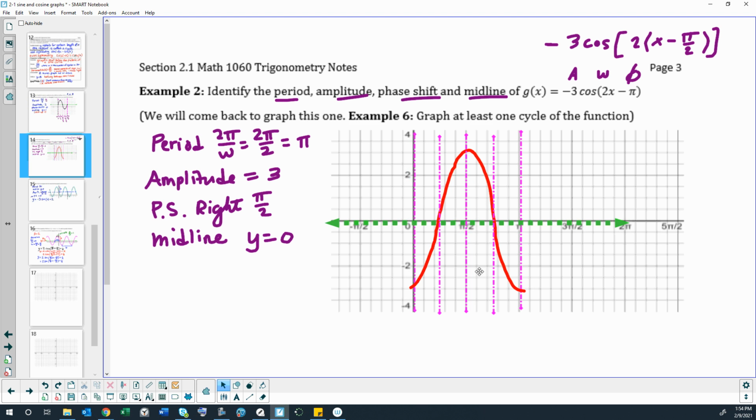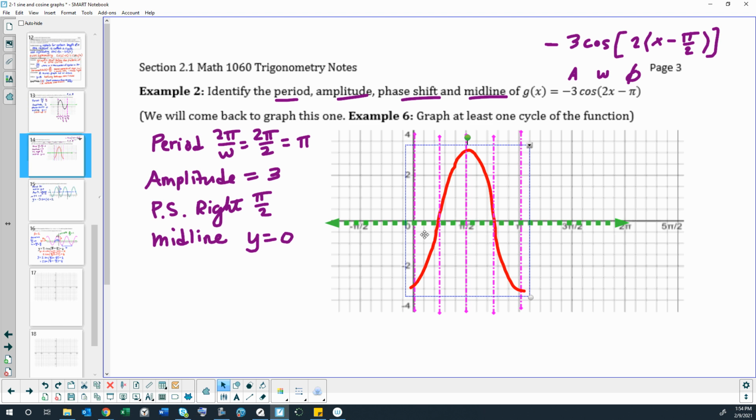So notice how I graph this with the correct period and the correct amplitude before I do any shifting at all. So if I were you, I would graph it in stages, like make a light line of this or use some colored pencils to distinguish between the phases. Okay, so now this one is going to move to the right pi halves.